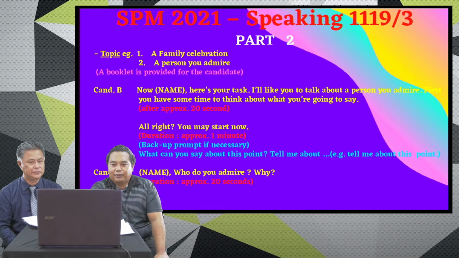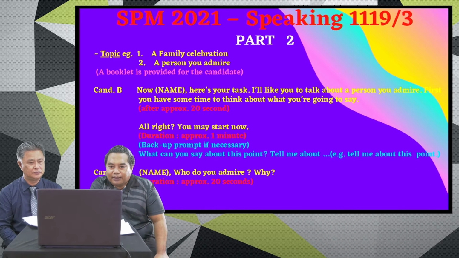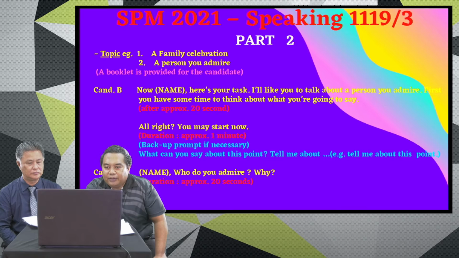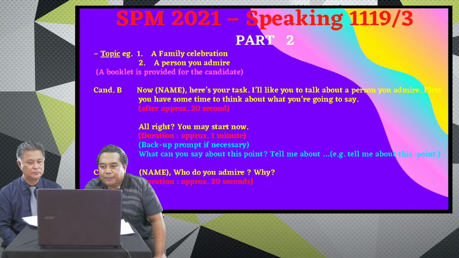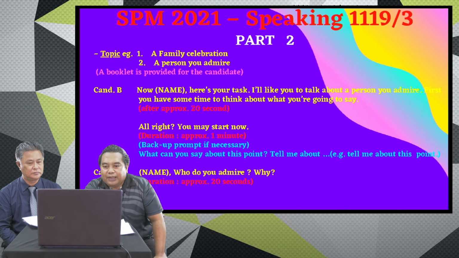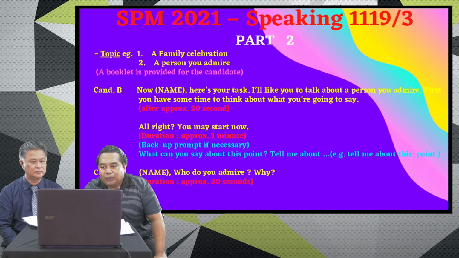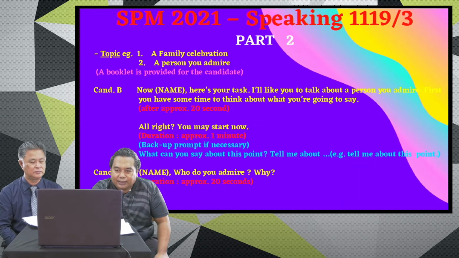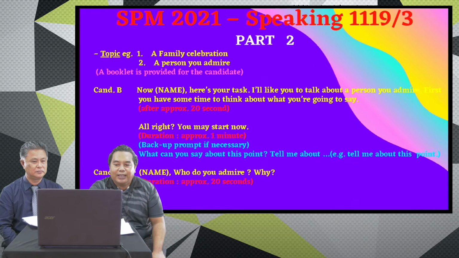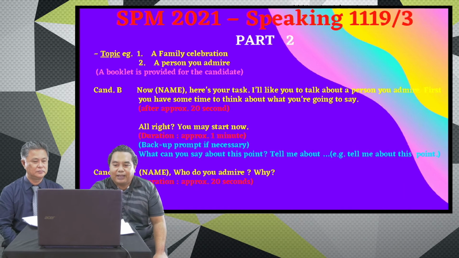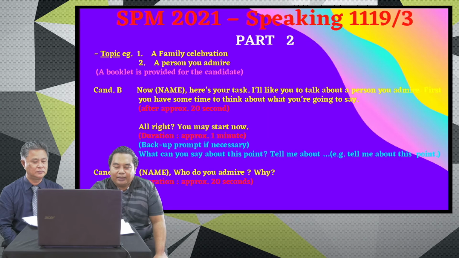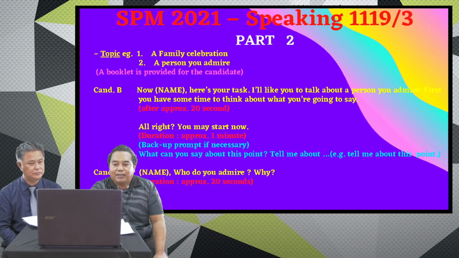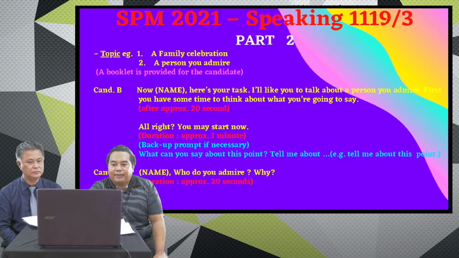Okay, let's look at this one. A person you admire. Now, here's your task. I'd like you to talk about a person you admire. First, you have some time to think about what you are going to say. And then the interlocutor gives 20 seconds for the student to think about his answer. And then the interlocutor will prompt the student to start the discussion. Alright, you may start now.